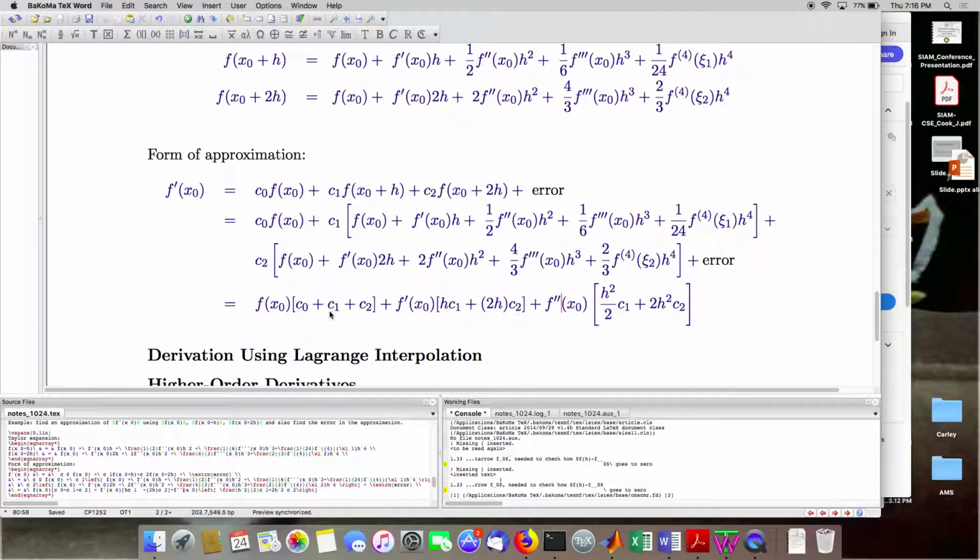Now, we want all this to equal f prime of x naught plus some small error. Before I go any further, because I do have more terms, this should be 0. We have no mention of f of x naught in our rule. This should be 1, because f prime of x naught is what we're trying to approximate. We have f prime over here, we should have f prime over here, plus some error.